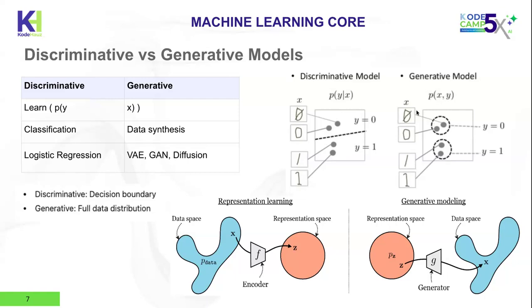But in a generative model, this 0 is going to generate a number. And this one is going to generate a number. So it's not mapping into a single point in space, but into a distribution. And you see that the decision boundary is different here.